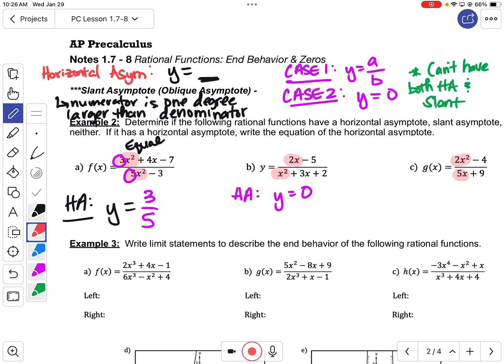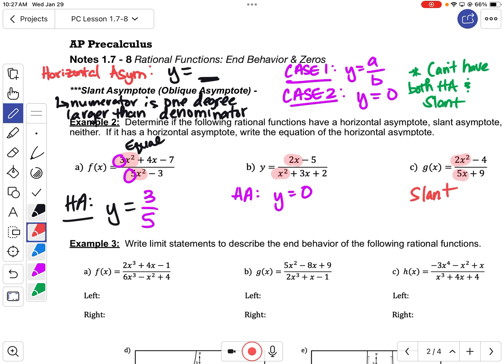The next thing we have to check is, is it the slant asymptote? If it's slant, the top is 1 degree higher than the bottom. Is that what we've got going on? Yes. 2x squared is 1 degree higher than 5x, so this one has a slant asymptote. It doesn't ask me to find it, it just wants to know if I got it. So that's all you'll have to do today. We'll find it in a day or two. Question about that? It's just knowing the rules, the cases and what my options are, what could happen.